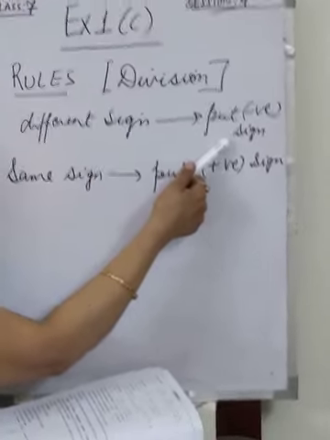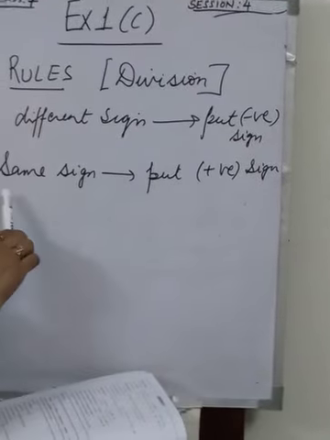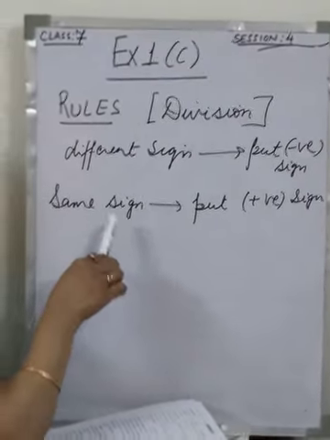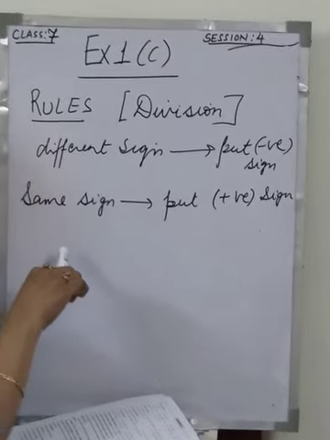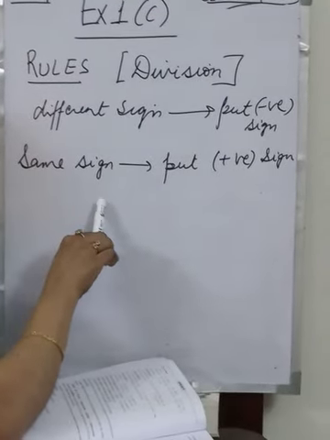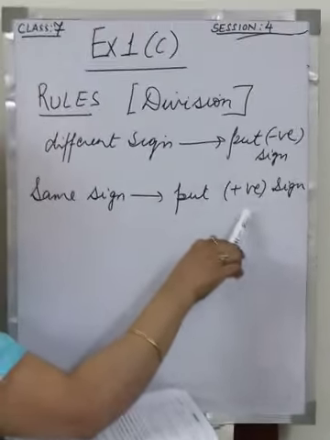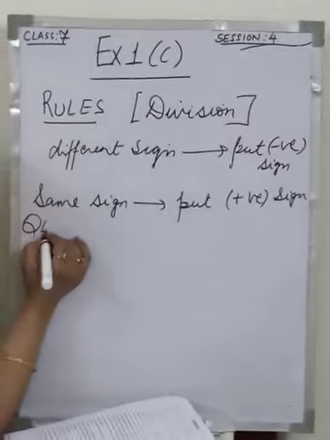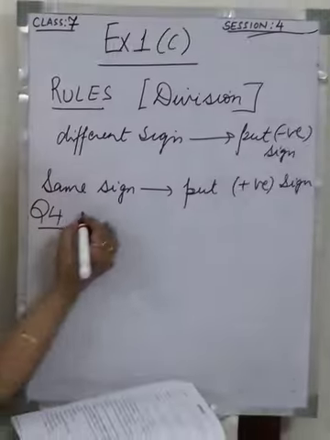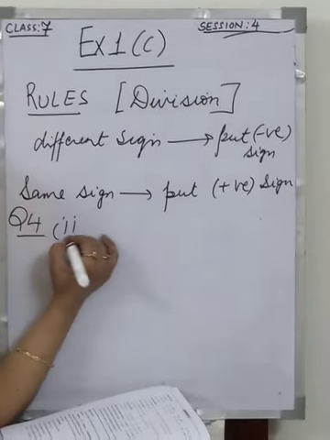put this negative sign along with the quotient. And when you find numerator and denominator, that is divisor and dividend, both are having the same sign, then you put this positive sign along with the quotient. I'll discuss question number 4 now. Question number 4, second part, I'll do it for you.